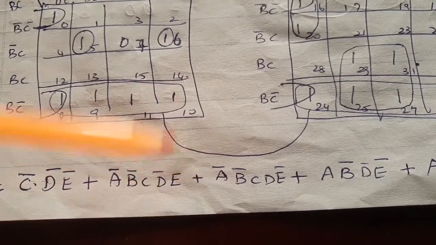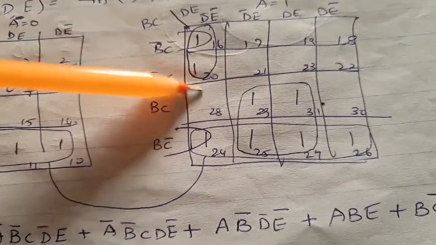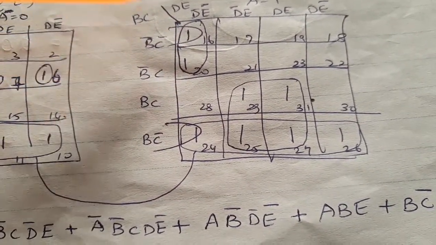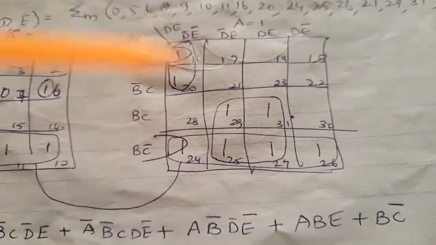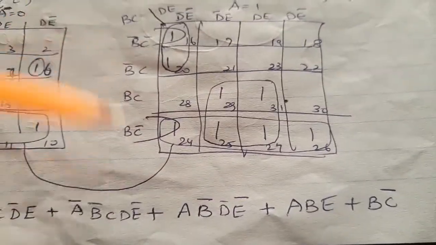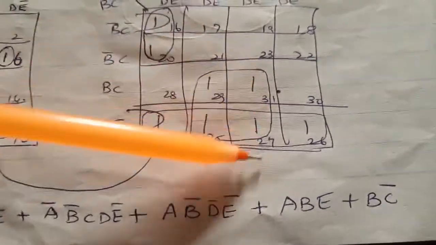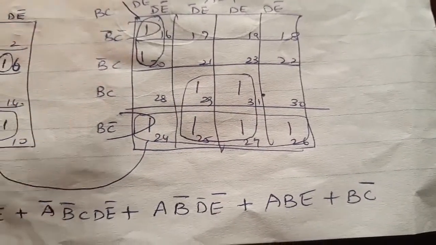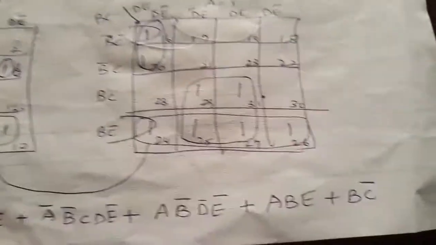Next, what is the leftover thing? These two are combined. So what is common? B bar is common, D bar is common, E bar is common, A is common. Therefore A, B bar, D bar, E bar. This equation also is done. Now you come for this chord. What is common? B is common, A is common, E is common. A, B, E. That's how you write.